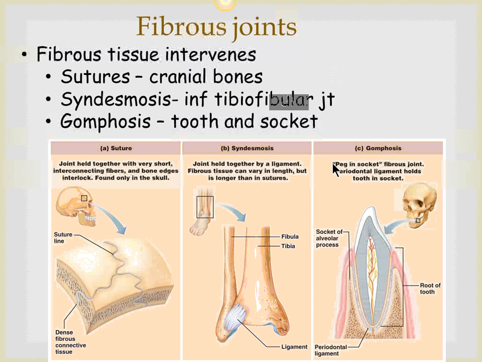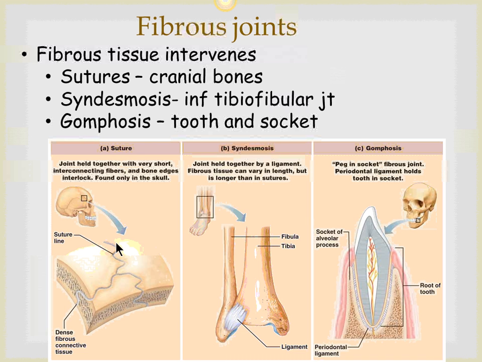So let's first look at fibrous joints. So fibrous tissue intervenes between the two or more bones which are articulating. And here we have 3 examples of fibrous joints. And it's given very nicely in this picture. The first one is a suture. You've all done these sutures in the skull. Sagittal suture, the coronal suture, lambdoid, squamous.